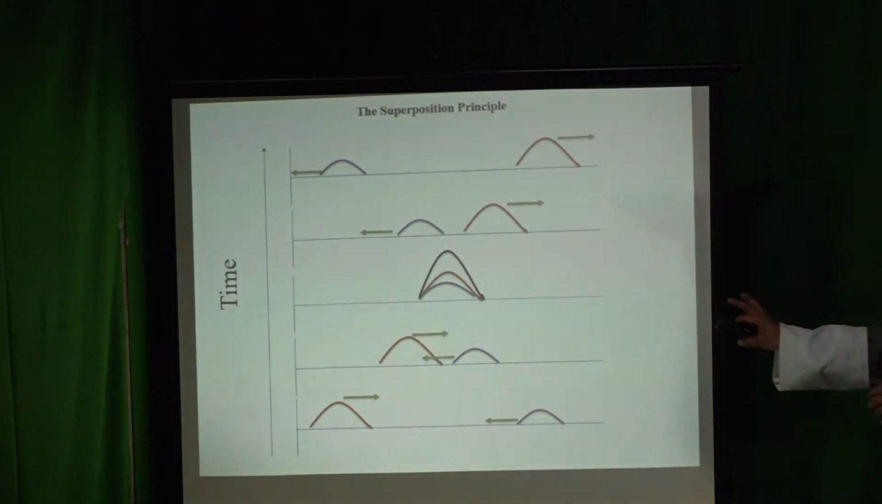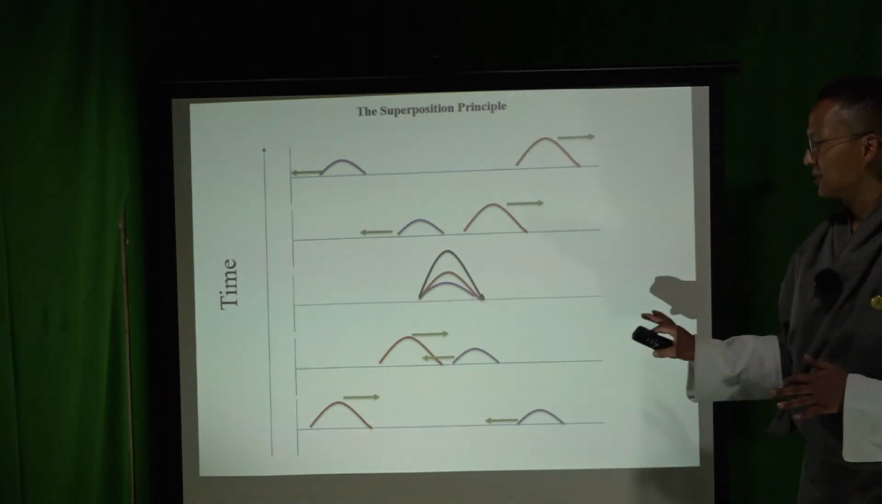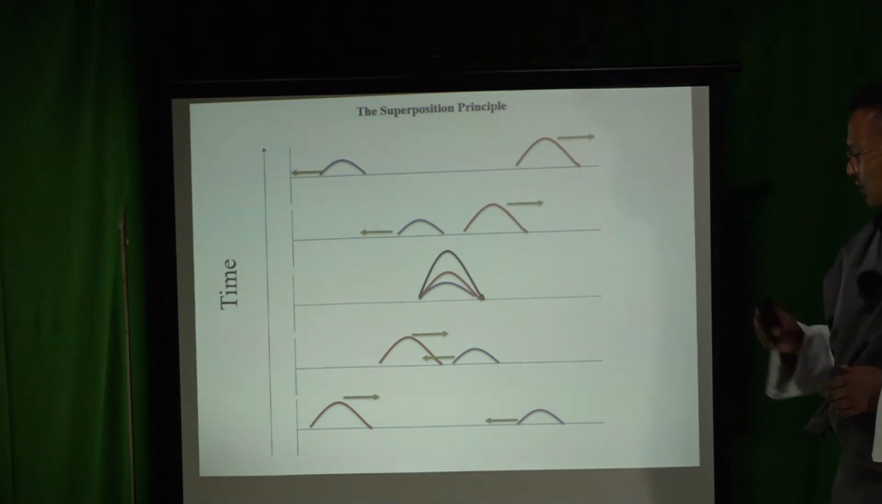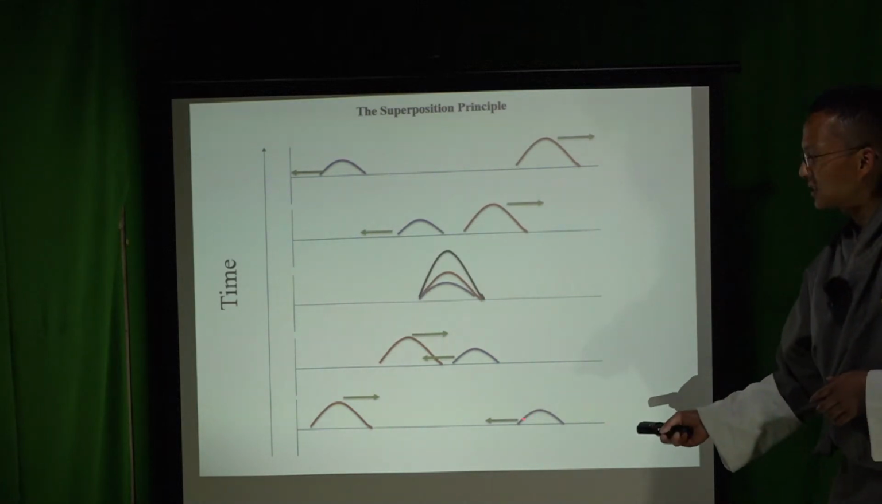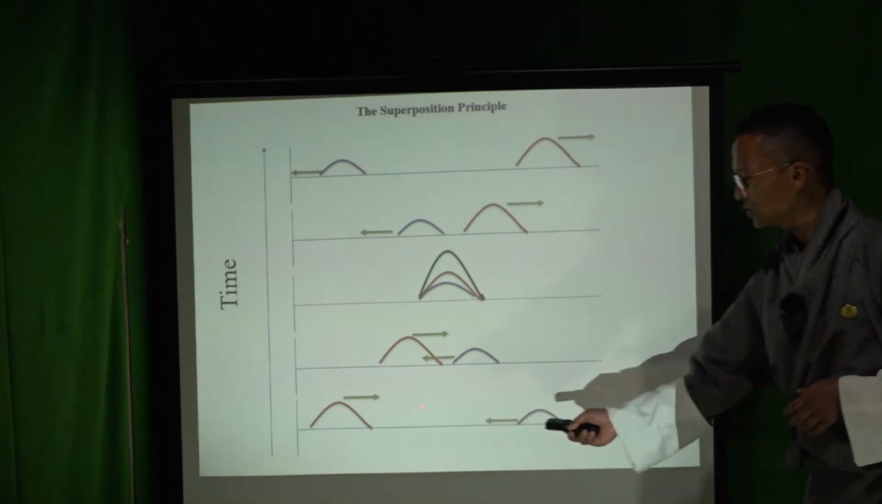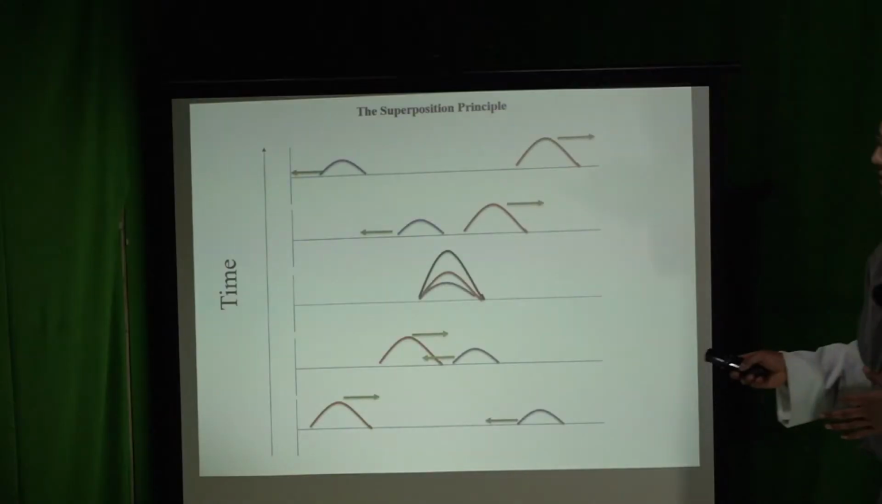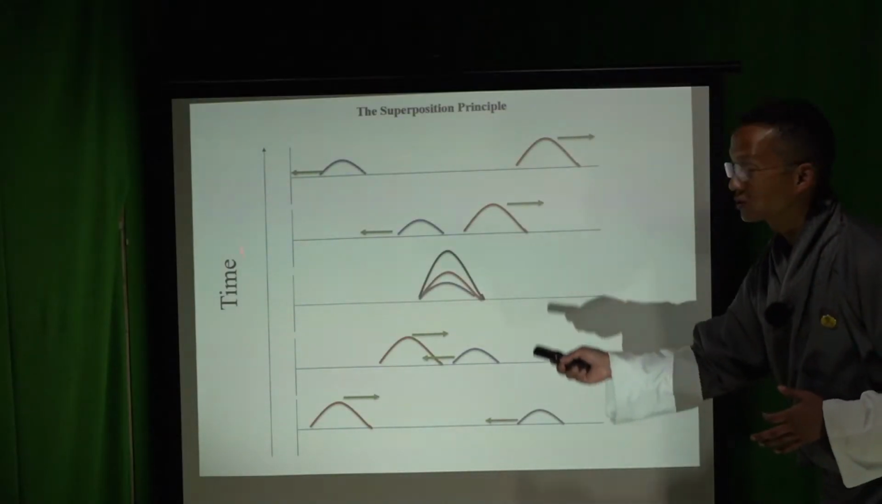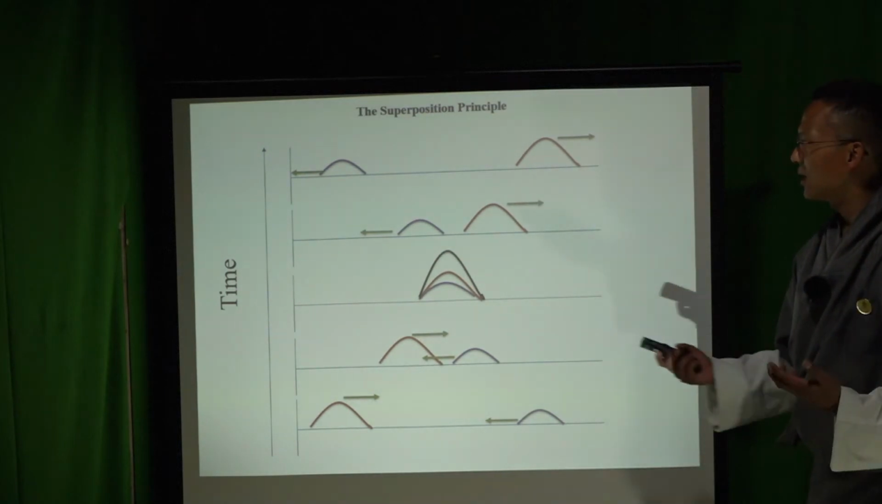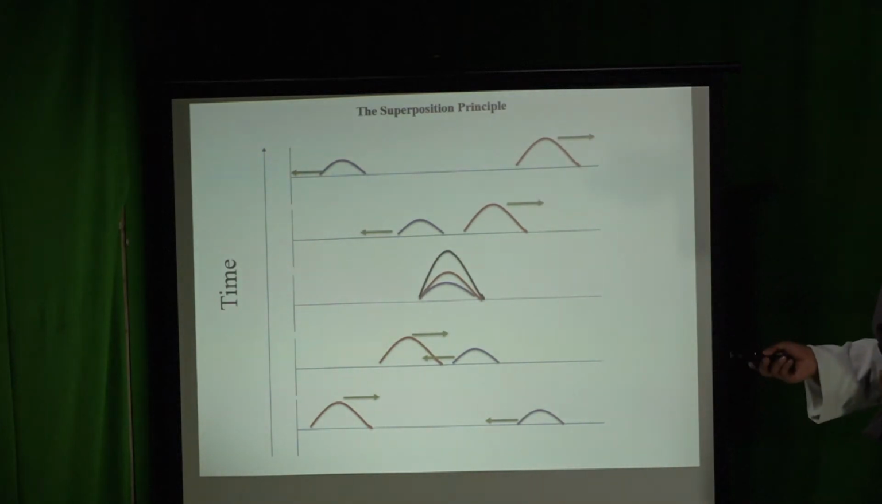So carefully observe the diagram. In this diagram you can see that two waves are traveling in opposite direction. If you look at this blue wave, it is traveling towards the left, and if you look at this red wave, it is traveling towards the right. Now we have to read this graph from bottom to top. As we go up, time increases, and let's see what happens to the superposition of waves.